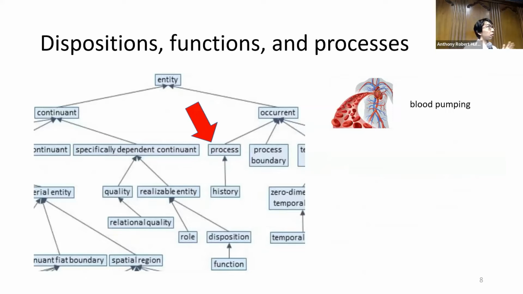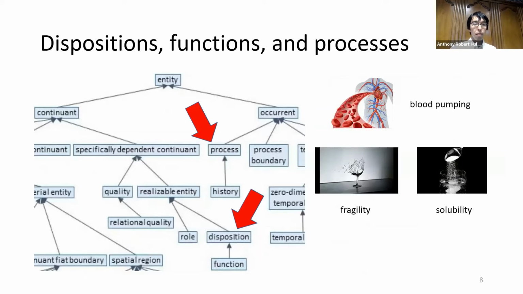So for instance, blood pumping is an example of a process. And among contingents, there are dispositions, and typical examples include the fragility of glass, that is, a disposition to break when put under sufficient force, and the solubility of salt, that is, the disposition to dissolve when put in a solvent, for instance.